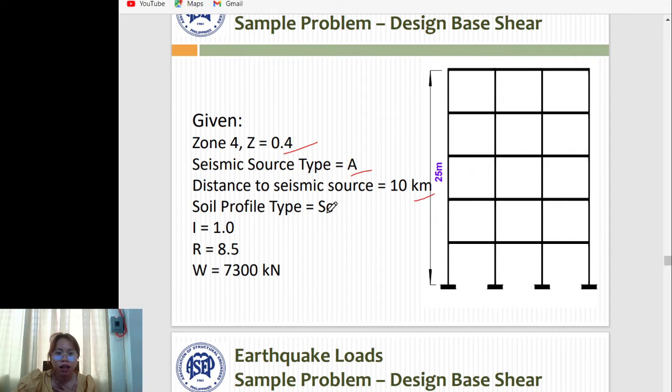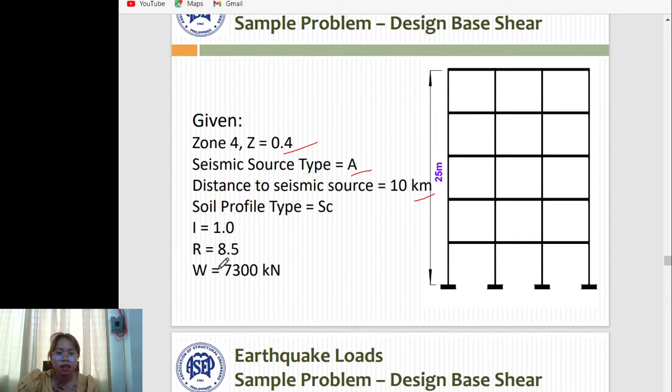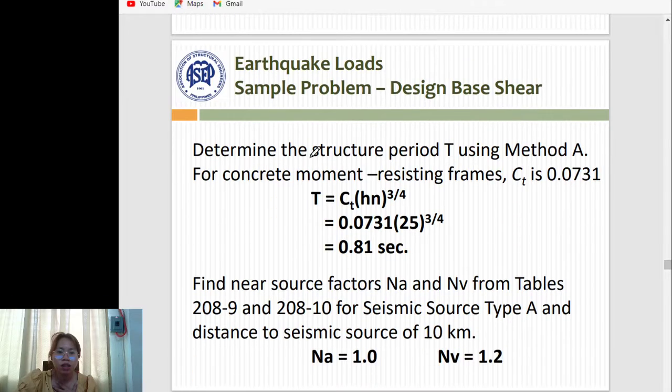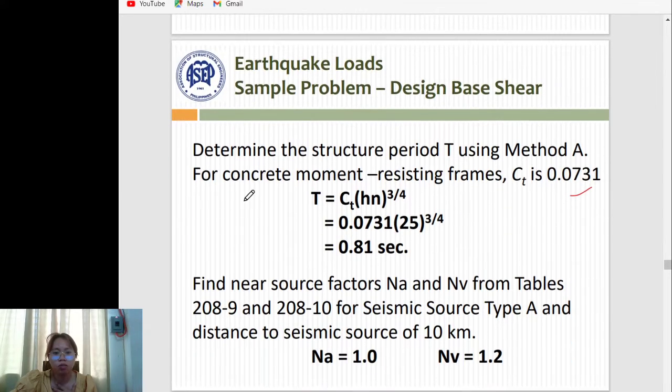Soil profile type is S sub C. And the importance factor I is 1.0, no? Depende na siya sa inyong occupancy. R is 8.5 for the special moment resisting frame for concrete, no? And the total weight of the building is 7,300 kilonewton. So we have to determine the structure period T using method A. For concrete moment resisting frames, C sub T is 0.073.